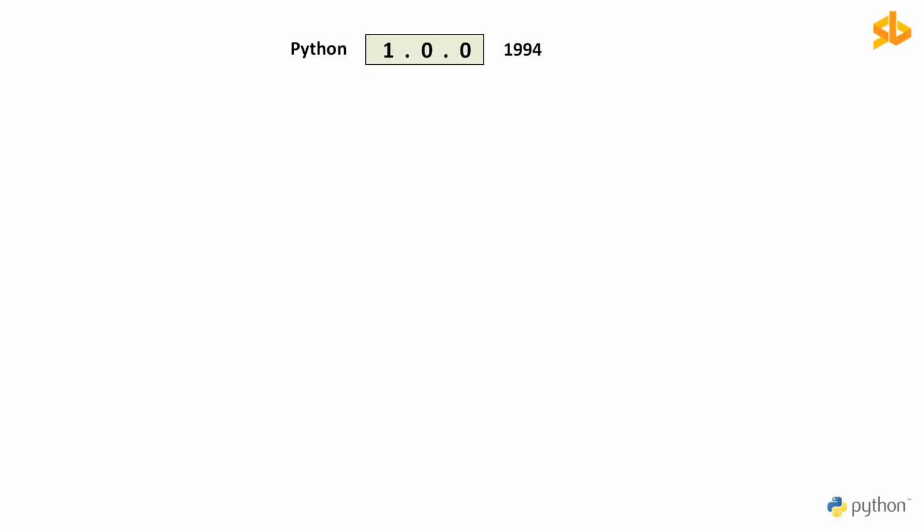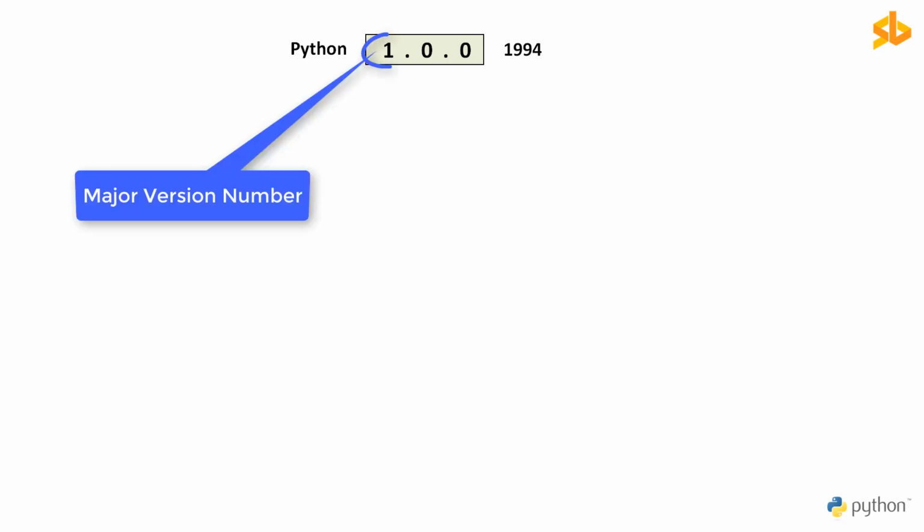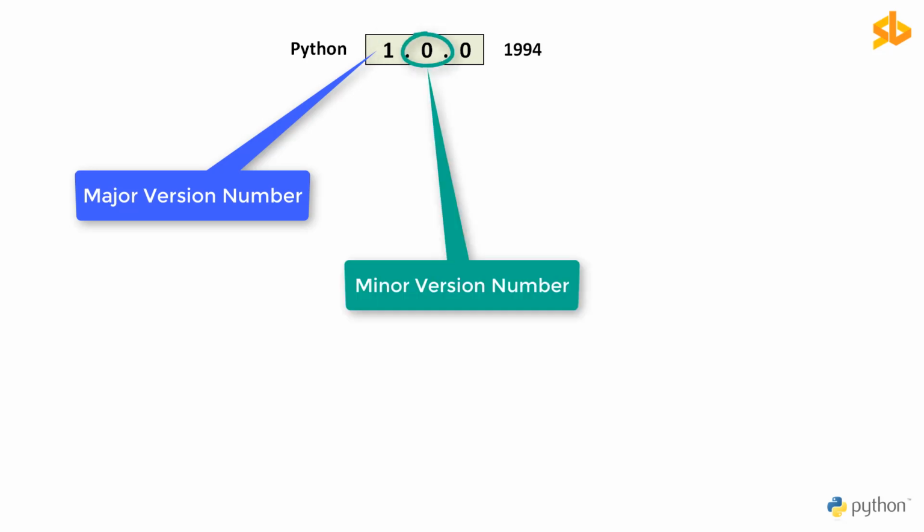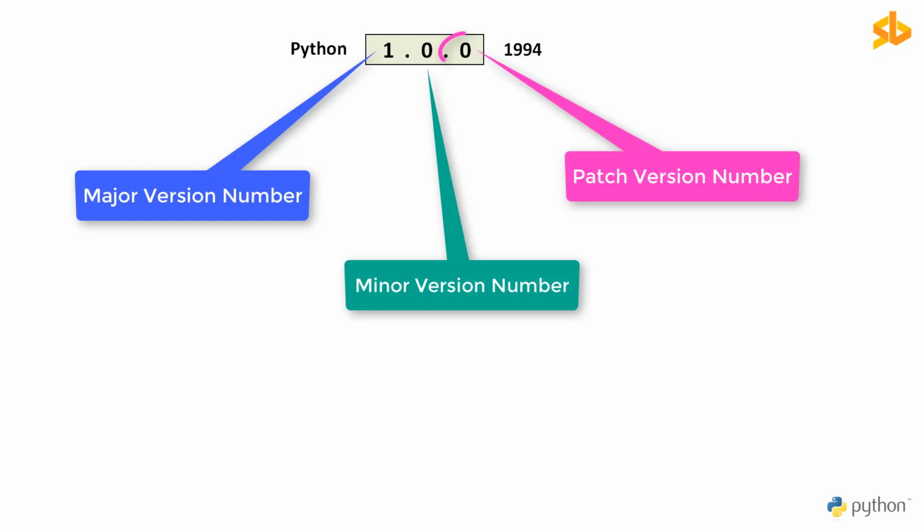So, let's say Python 1.0.0 released in early 1994. Here, 1 is the major version number, 0 here is the minor version number, and this 0 is the patch version number. In general, it's in the format x.y.z.